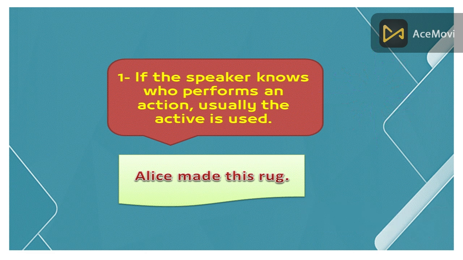Number 1, if the speaker knows who performs an action, usually the active is used. So if it's a normal idea, you don't want to put stress on anything, okay? So it's better to use the active form. For example, Alice made this rug.